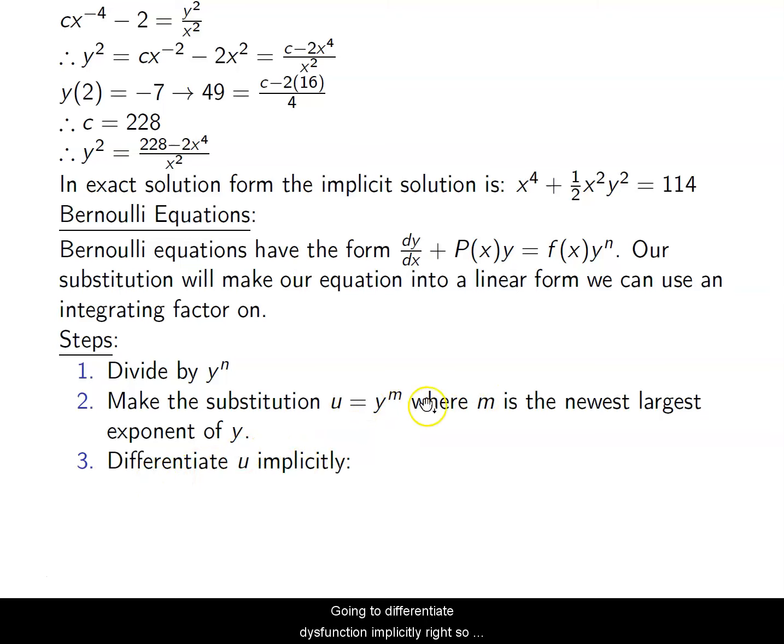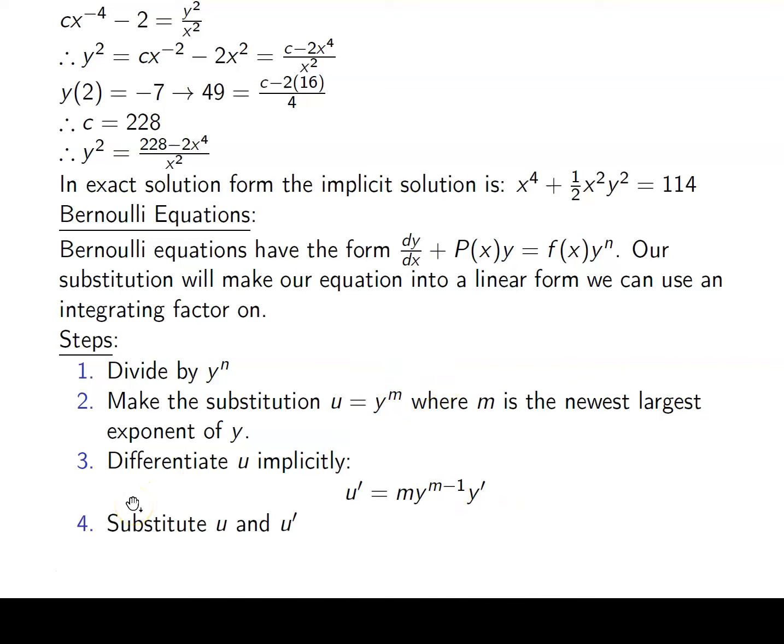Then we're going to differentiate this function implicitly, right? So we're going to get du is m y to the m minus 1 times y prime. So we're going to treat this as a power of m, so m comes down, this reduces by 1, and then you have y prime. So basically the chain rule on this power of y. And then we substitute for u equals y to the m and y prime.